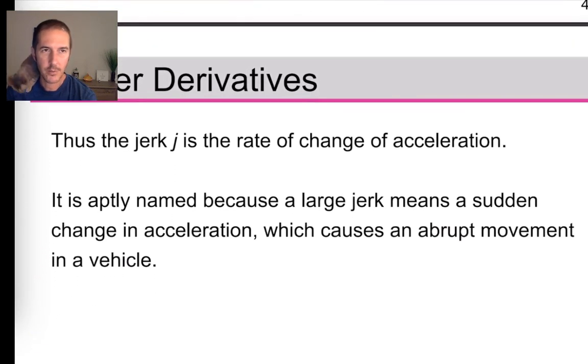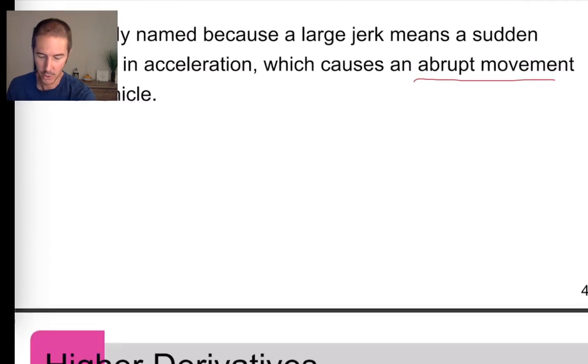And the jerk is indeed the rate of change of acceleration. You can imagine if you were accelerating fairly slowly in your car and then you stomp on the gas pedal, your rate of acceleration is going to change. Now you're going to be accelerating much faster. That kind of abrupt movement is what compelled someone to refer to the derivative of the acceleration equation as the jerk.